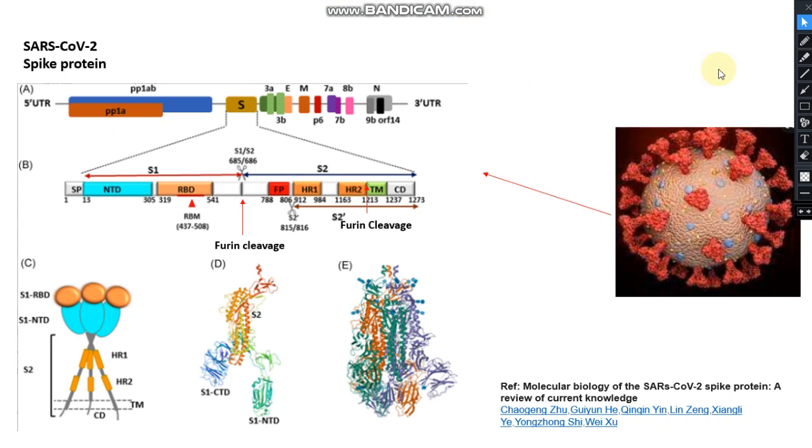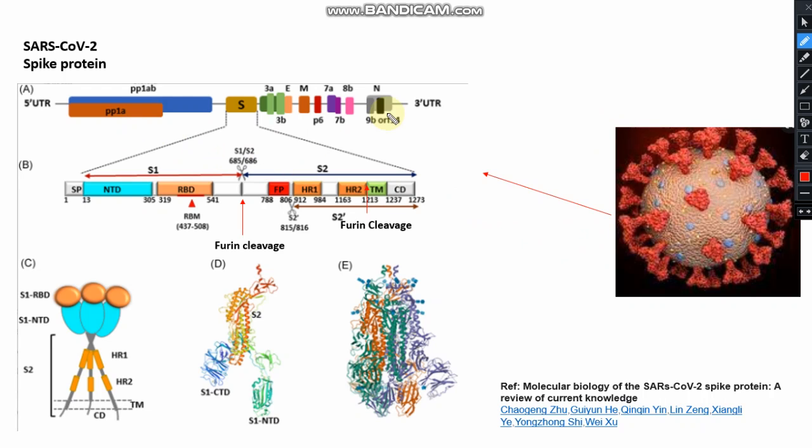In this tutorial video, I'll discuss the overview of the SARS-CoV-2 spike protein. As you know, the spike protein is the crucial protein of SARS-CoV-2 that interacts with the S2. Afterward, it gets entry into the host cells.